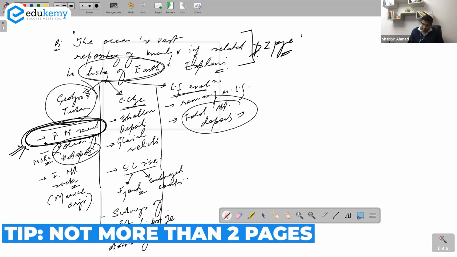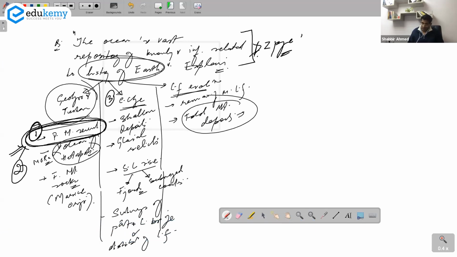And all of these are points. You can combine this and this. This entire thing could be the third point. All of this is a part of the third point. Sea level rise could be a fourth point. When you look at the question, you think yes, this will be done. But when you sit down to write, you will miss out the points.